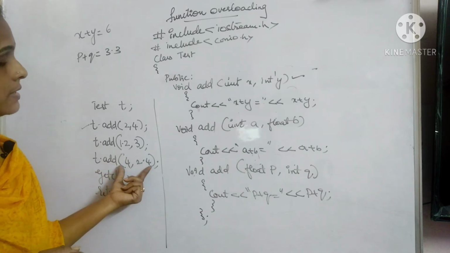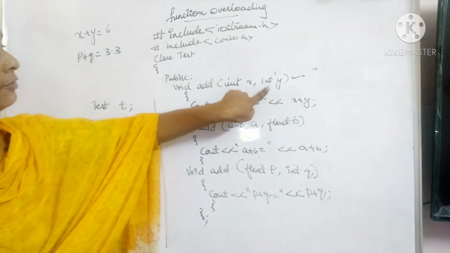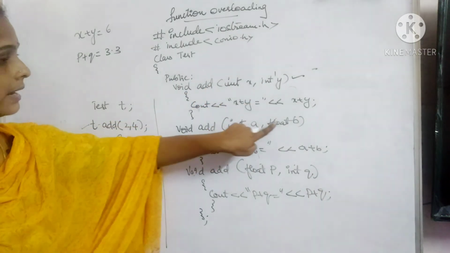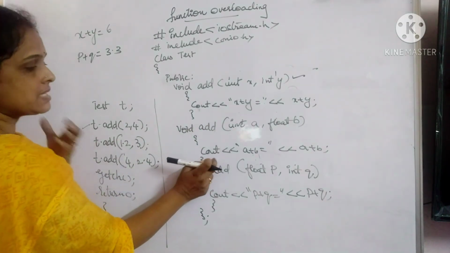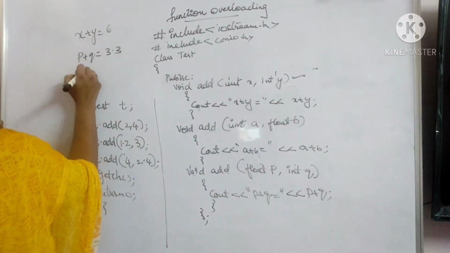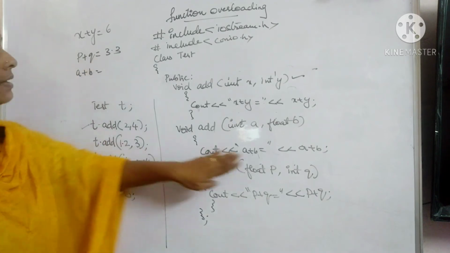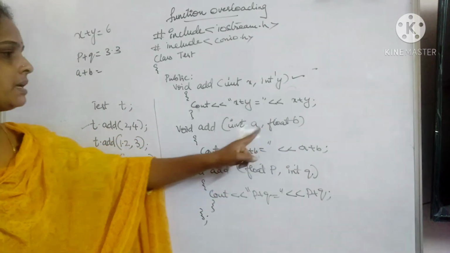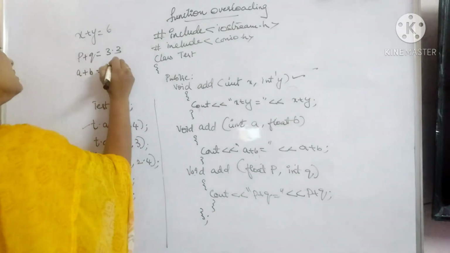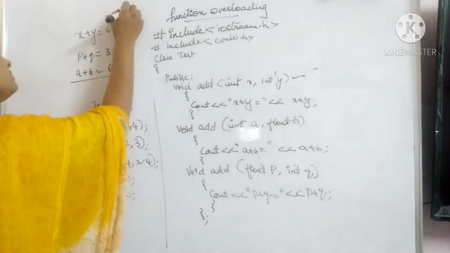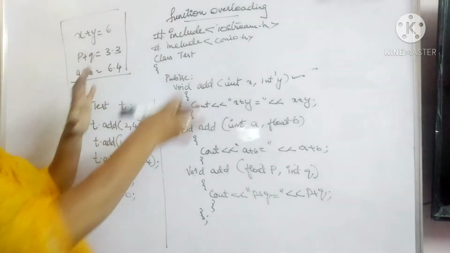So if I call this one, where will it go? Int and float, not matching. Int and float, yes, it is matching here. So it will display this one, that is a plus b is equal to, what is it? A plus b. So what is a? 4, b is 2.4, so totally 6.4, and this will be the output of this complete program.